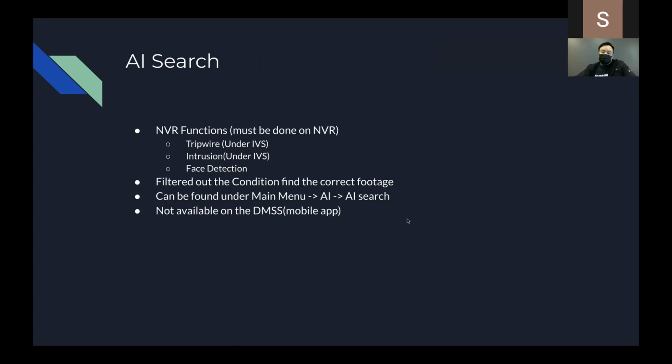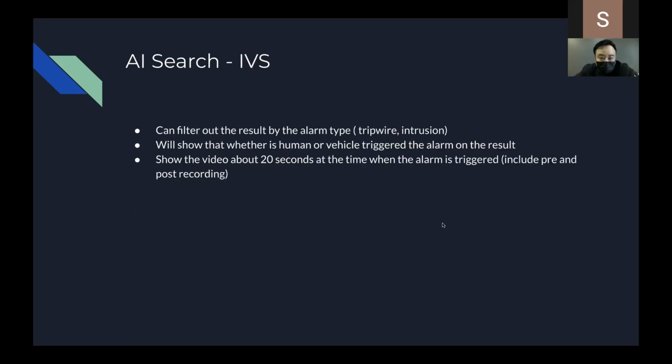And the next one I'm going to introduce is AI search. The AI search is an NVR function. This is only on the NVR side, but not on the camera or on the DMS side. So I'm gonna show you those demos on the tripwire, intrusion, and face detections. So this AI search filters out the conditions and finds the correct footage for you. So you can find this under, let me see here.